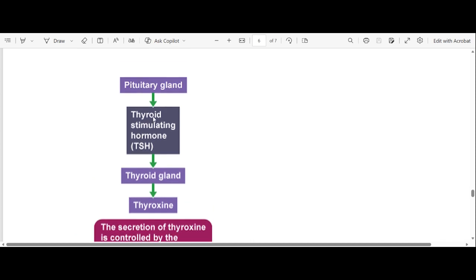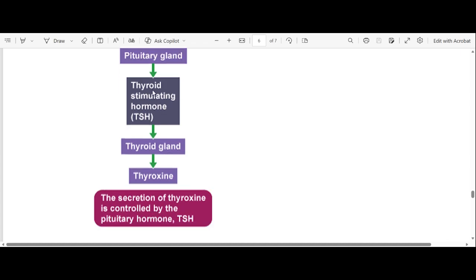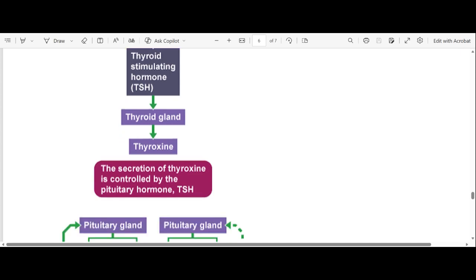Okay, so let's look at the control center. The control center for thyroxine level is the pituitary gland. What is the message? What is the hormone that is sent to the target organ? The message is the thyroid stimulating hormone or TSH. Then the TSH will be transported to the thyroid gland. The thyroid gland becomes the target organ. Then the thyroid gland will secrete thyroxine. I hope that makes sense.